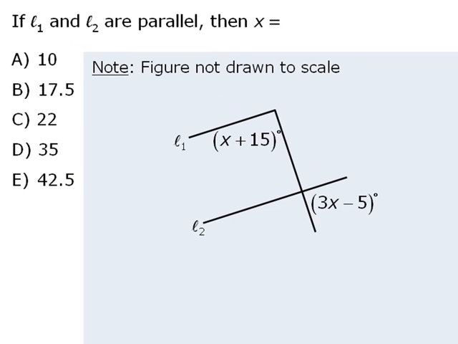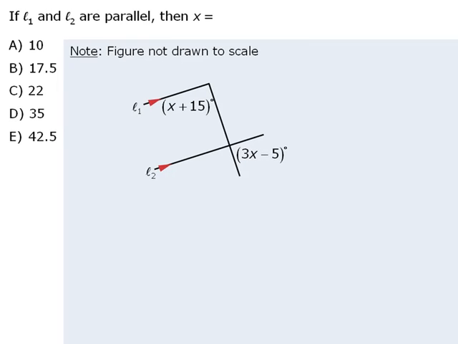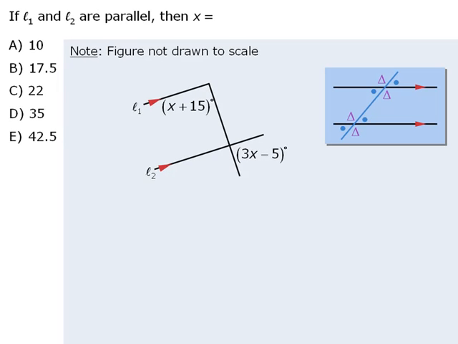Okay, to begin, we are told that line 1 and line 2 are parallel, so let's add some arrows to our diagram to remind us of this. Now we happen to know that when a transversal intersects parallel lines, several equal angles are created. However, at the moment, our diagram does not look the same as the diagram we saw when we first studied parallel lines. So it might not be obvious which angles here are equal.